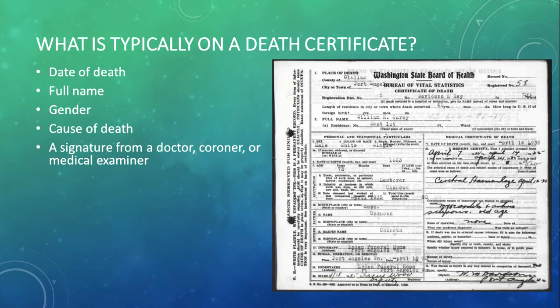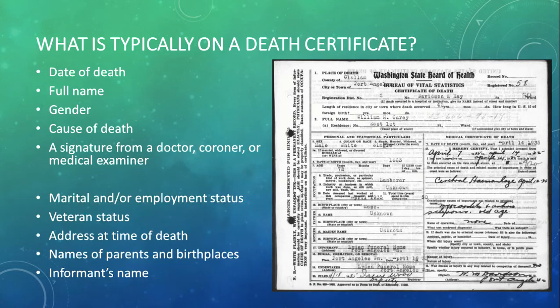What do you typically find on a death certificate? Well, you're going to find the date of death, their full name, the cause of death, and it's going to be signed by a doctor or a coroner or maybe a medical examiner. If you're really lucky, you might also get information on their marital or employment status, if they were a veteran of one of the wars, the address at the time of their death, which could be a hospital or it could be their home.